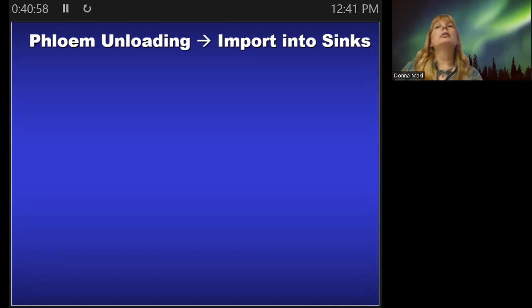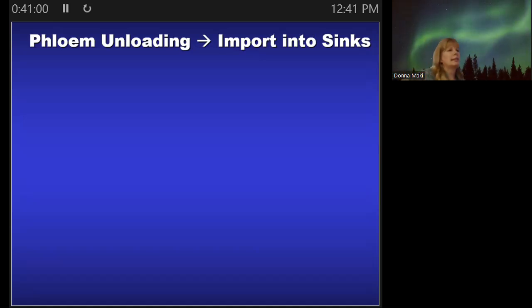Now we have to think about the unloading process. Let's use the potato tuber tissue as an example. This one I'm not going to go into as much detail, because there are several pathways that they have discovered and they have the data to support it. So I'm going to give you the big picture idea.